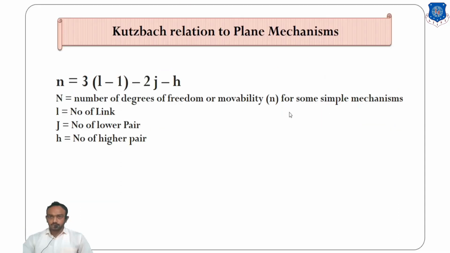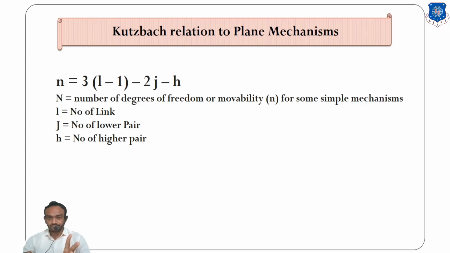Clear? So we are going to start the Kutzbach relation for plane mechanisms, meaning any 2D mechanism. We can find the degree of freedom by this relation: N is equal to 3(L minus 1) minus 2j minus h. N is the degree of freedom, L is the number of links. Why is there L minus 1? You know that in any mechanism one link is fixed, and the fixed link has no degree of freedom.